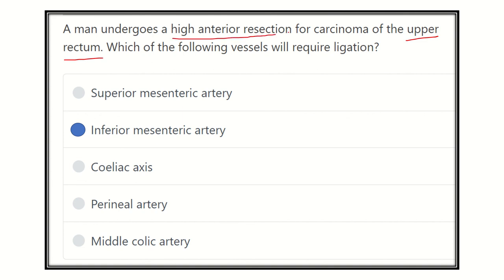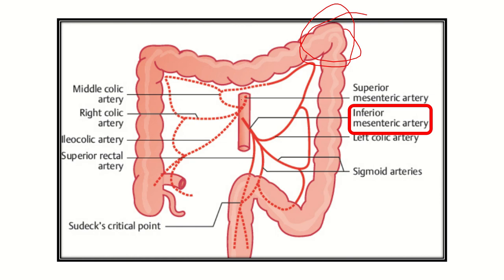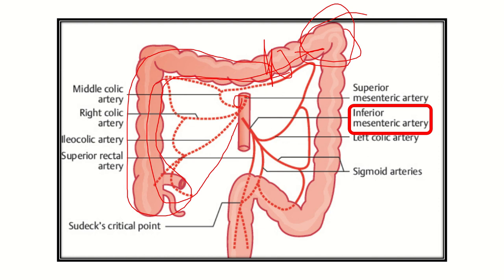So during the high anterior resection for carcinoma of the rectum, the superior rectal artery will be ligated, and for the ligation above it we have to go to the inferior mesenteric artery. If we look at the superior mesenteric artery, here we can see this is the superior mesenteric artery, and it supplies this part of the colon. So it does not supply the rectum.